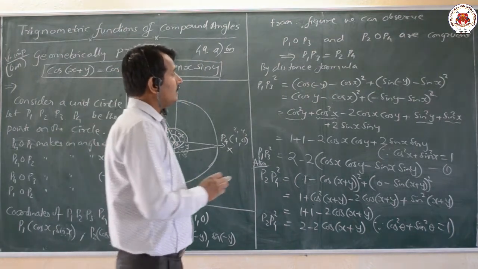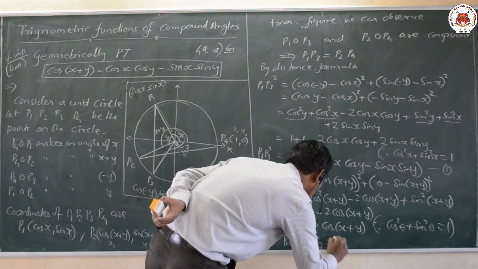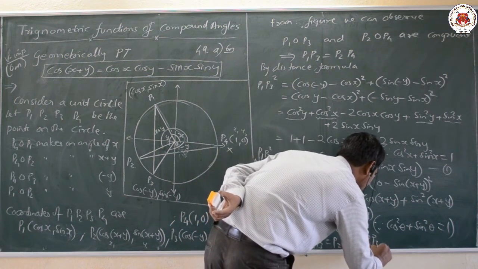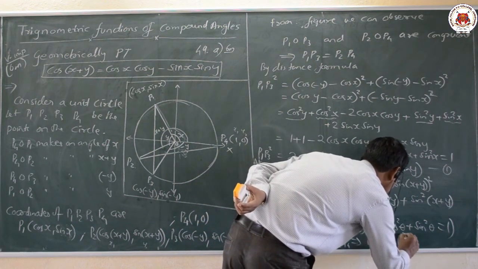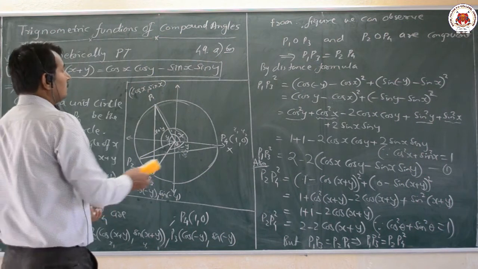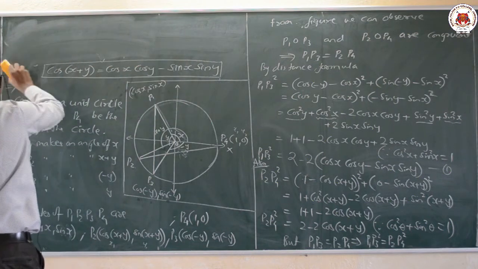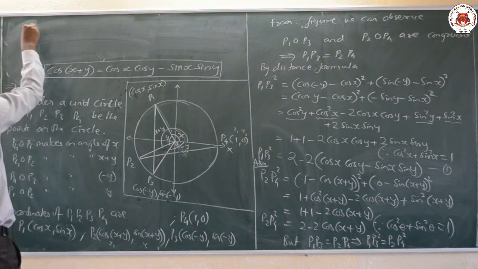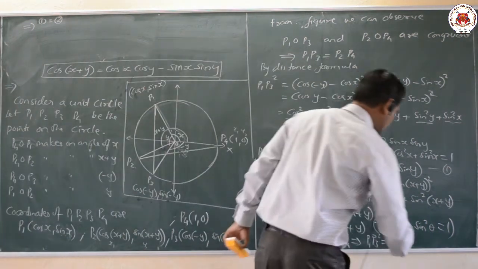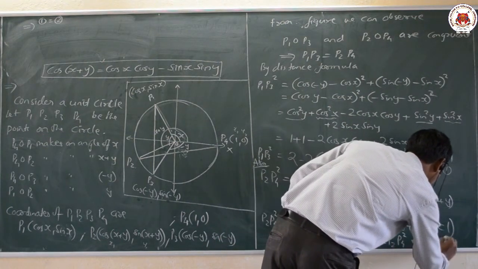Now here we know that P1 P3 is equal to P2 P4, that implies P1 P3 square is equal to P2 P4 square. If I square both the sides, both the values will be the same. Therefore from 1 and 2, okay, I will erase that part, which implies 1 equals 2. If you take this value as equation number 2, that implies 1 equals 2.